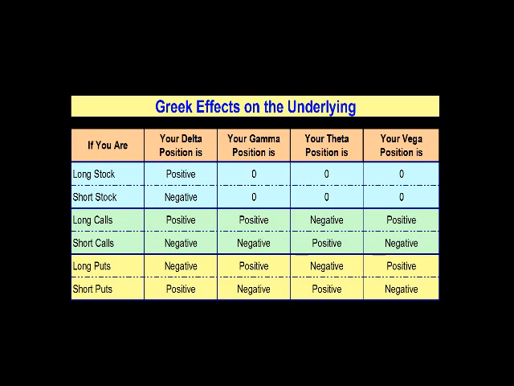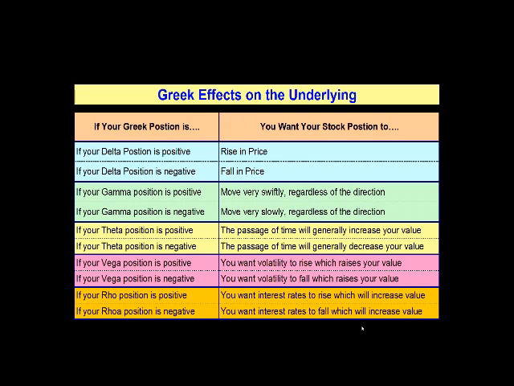And then finally, I put this other chart together. I thought it was pretty cool. It'll help you out. Basically, you can look on here and you can see on the left-hand column, if your delta position is positive, what do you want your stock position to do? Now, I didn't spell position right, but what do you want it to do? Well, you want it to rise, you want it to fall if your delta position is negative. But then you can look at this and you can see all the various things here that you want.